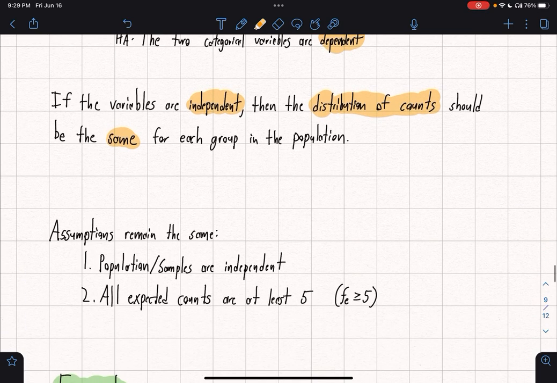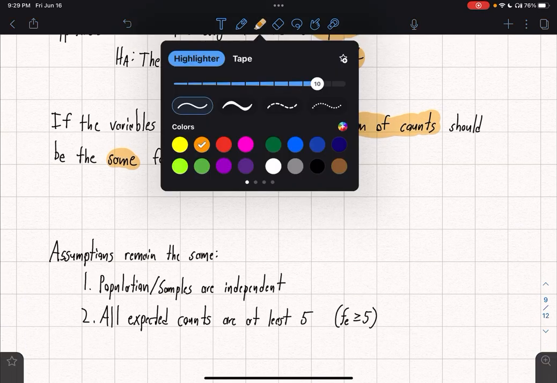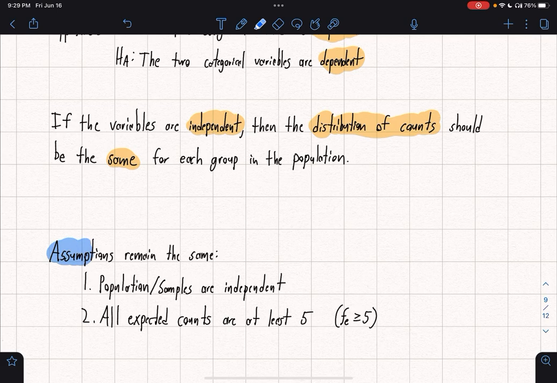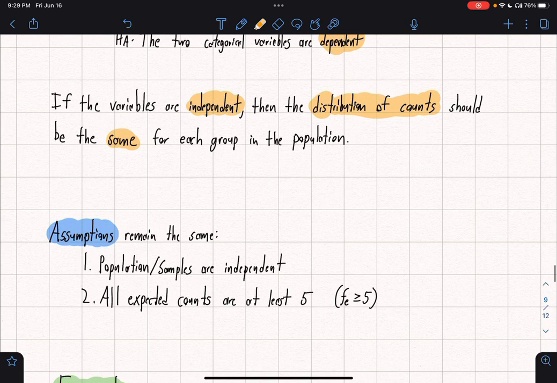Let's quickly go over our assumptions. The assumptions are the same as before. The first is that we need independence among our populations and samples, and all of our expected counts are at least 5, so FE is bigger than or equal to 5. Those are the same as our earlier assumptions for the chi-square for difference in proportions.